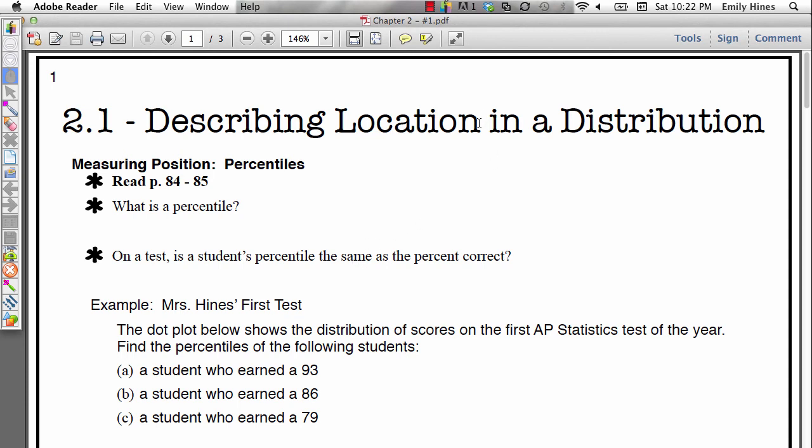In addition to describing things like mean, median, standard deviation, and IQR, it's also important to be able to talk about where a specific data point lies within a distribution. And there are a couple of ways we do that, and the first one is one that probably is very familiar to you. It's percentiles.